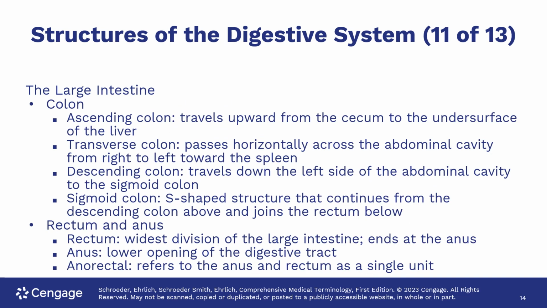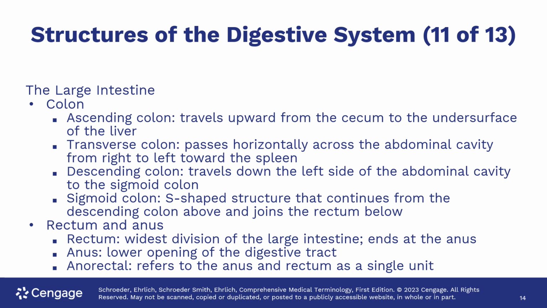The large intestines consist of the colon, rectum, and anus. The large intestines have 4 sections, and tells us how they are positioned in the abdominal cavity. Ascending is from the cecum and goes up from the cecum to under the liver. The transverse colon lies transversely to the other side of the abdominal cavity.